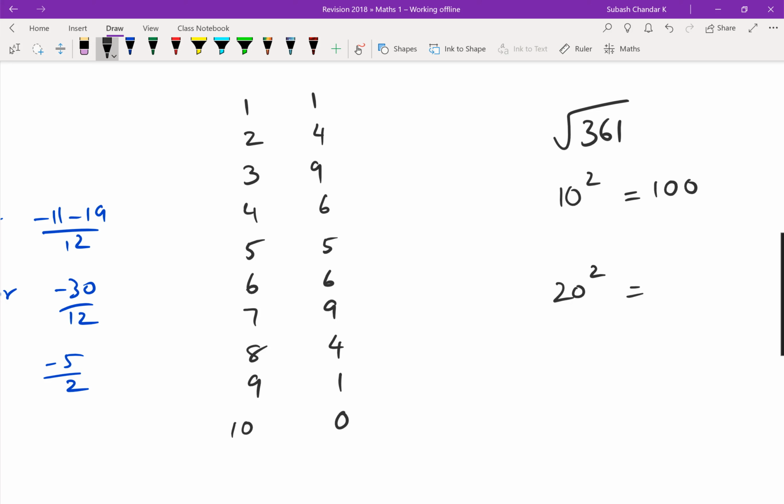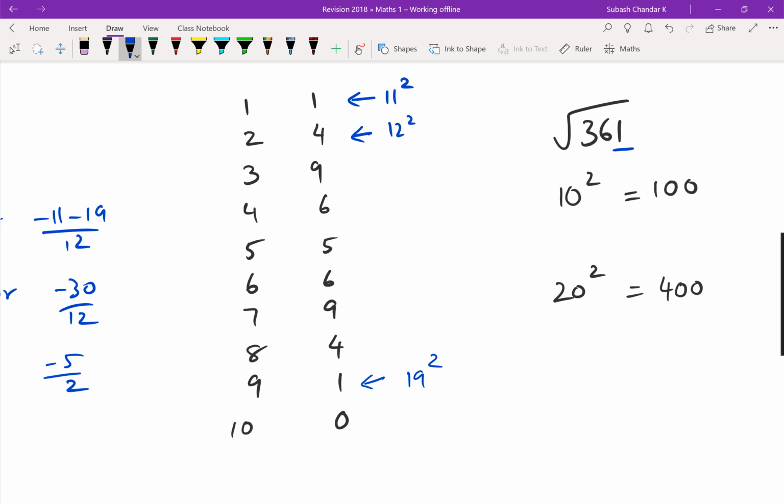20 squared is 20 times 20, which is 400. So that means the square root of 361 is somewhere between 10 and 20, right? But here's the thing, if I look at the last digits, 11 squared ends with 1, 12 squared ends with 4, and that's how I know that the only two numbers where the last digit ends with 1 are 11 squared or 19 squared.